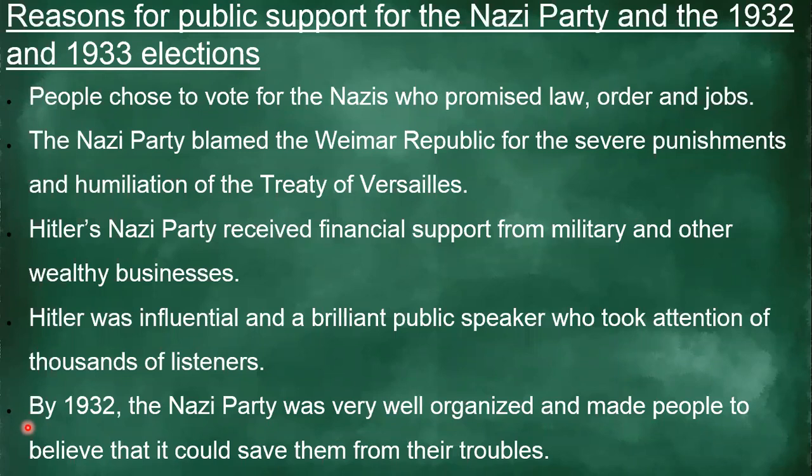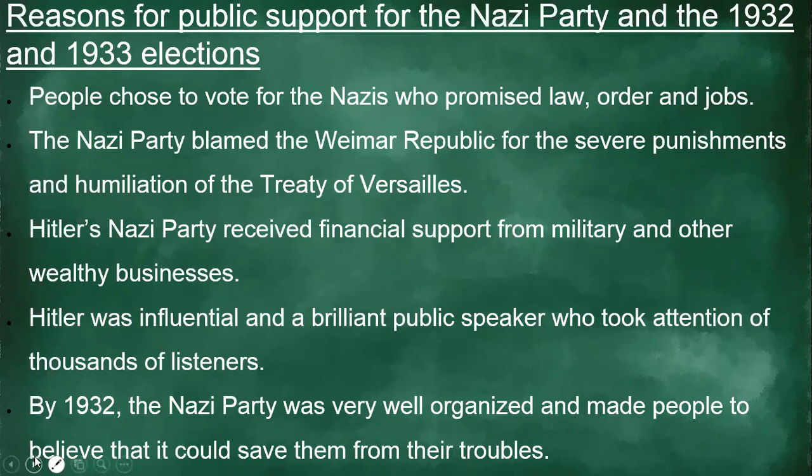So the Nazi Party was powerful now and well organized, because also Hitler had joined the party. So they were telling people that we know about your problems, what you want. We can solve those problems. We can stop those troubles. So those were their false promises to people.